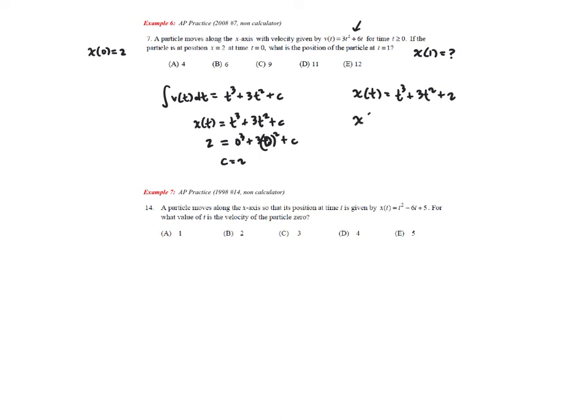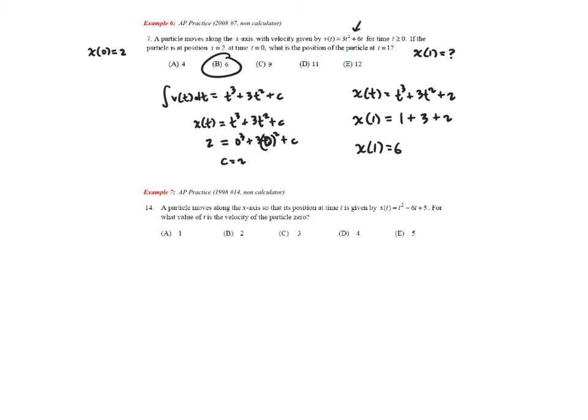So x of 1, if I plug a 1 in here, I get 1 cubed plus 3 times 1 squared, which is 3, plus a 2. Looks like our position at time t equals 1 is going to equal 6.